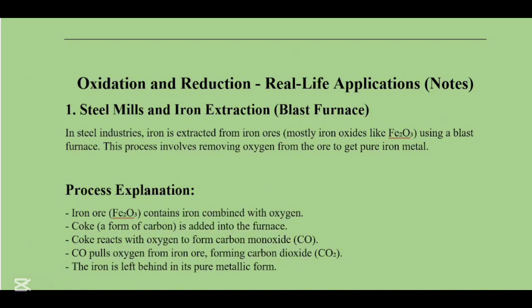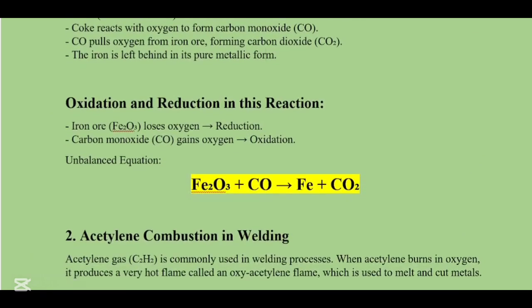This means that carbon monoxide has gained an oxygen atom. The iron is left behind in its pure metallic form. Now, as you can see, there is oxidation and reduction in this reaction. For example, we had Fe2O3 plus carbon monoxide. So basically carbon monoxide came to the right hand side. When it was heated, it gained oxygen.